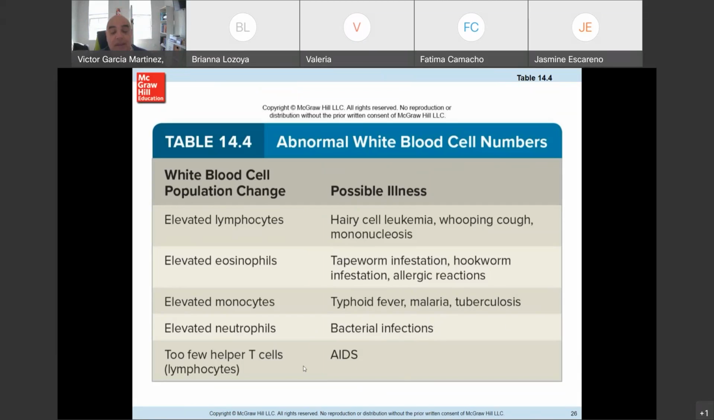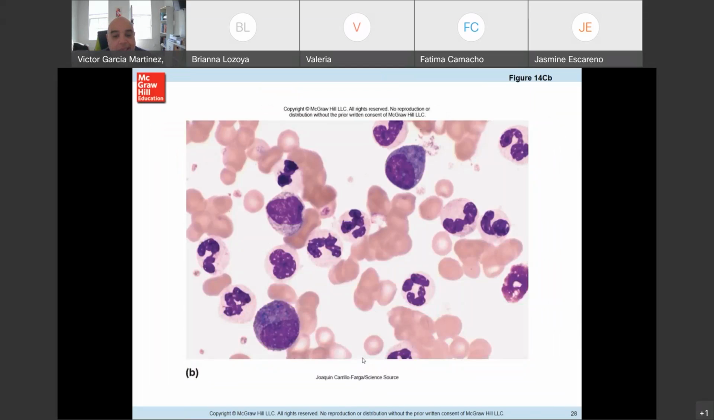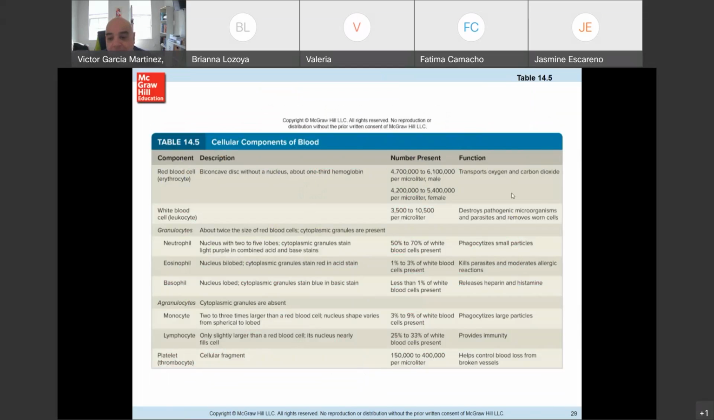And when you have a lower amount of T cells, especially lymphocytes, you need to think this patient could be a patient with AIDS. Guys, this is the summary for your blood cells.